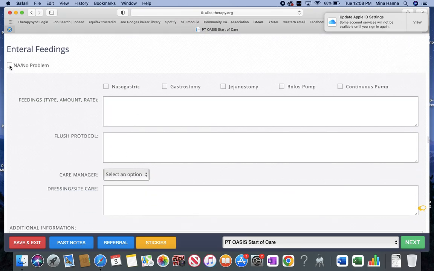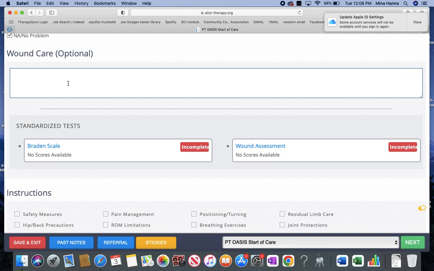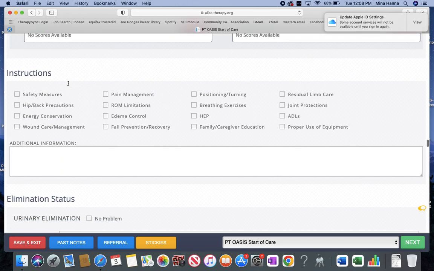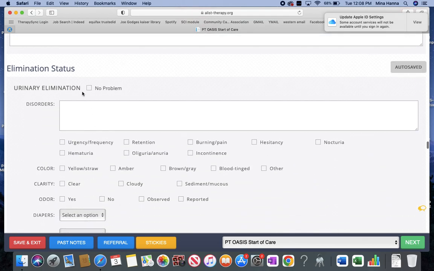Any internal feedings going on, like colostomy bags or anything happening? Nope. So I can put wound care. Did I do anything on wound care? It's optional. Just leave it blank. It's no problem. Instructions. Did you give them anything? Yeah, I talked about some safety measures. Maybe I talked about fall risk, how to use the proper equipment, ADLs, whatever it is that you talked about, range of motion limitation, something like that.